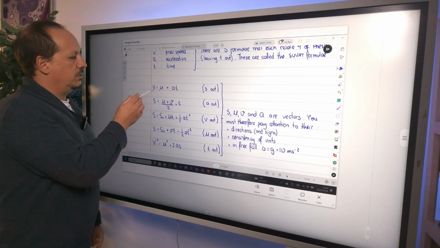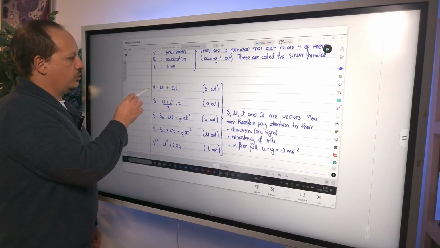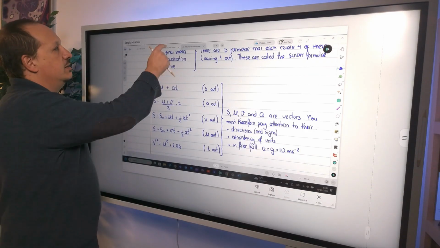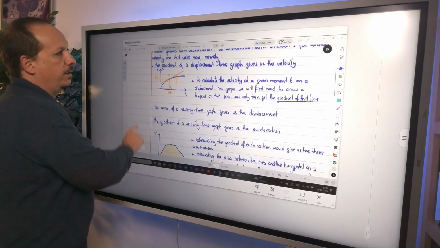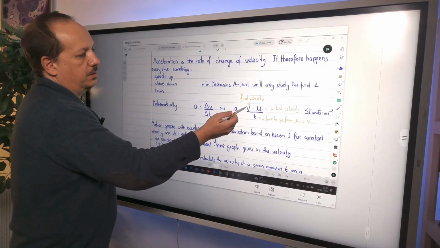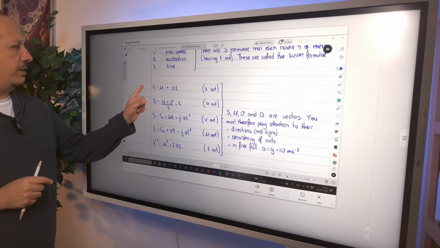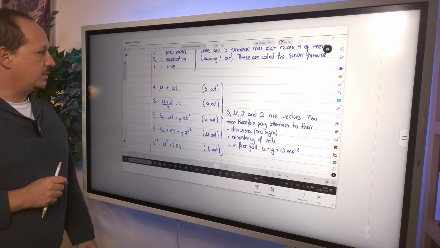First one is this one. There is no particular order. I just put it this way. V equals U plus AT. If you look at this, this is just a rearrangement of the formula for the acceleration, right? If I rearrange this, putting V as the subject, this is what you get, right? So you have V, U, A, and T. Which one is out is the displacement, S, all right?